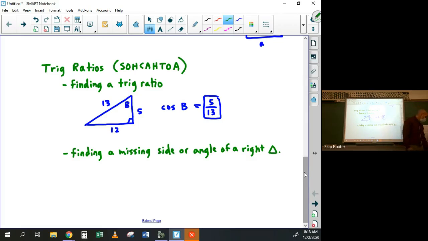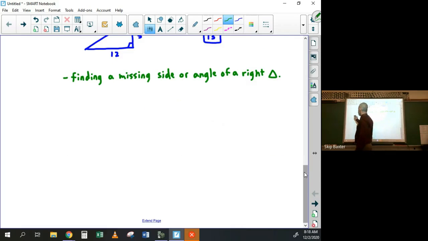Okay. Then on Monday this week, we talked about finding the area of a triangle.